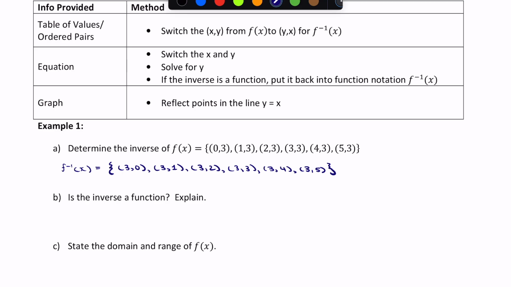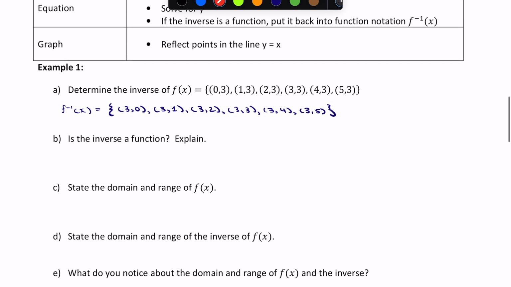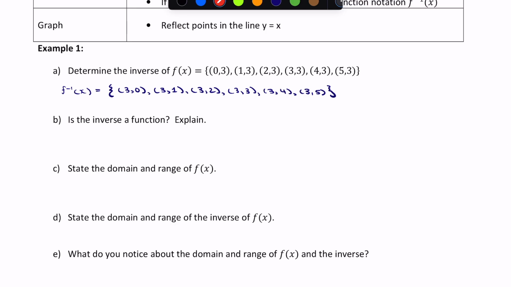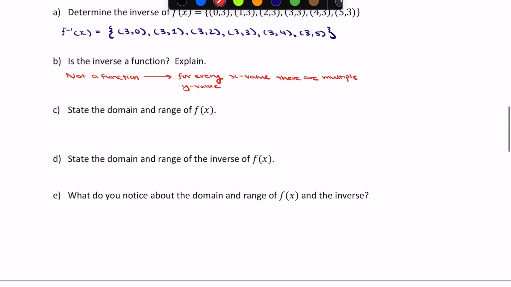And so here, is the inverse a function? We see that the inverse is not a function. The reason, again, that we learned before in terms of function versus relation, is that for every x value there are multiple y values. So for example, for 3, there's (3, 0), (3, 1), (3, 2), (3, 3), and so on and so forth.